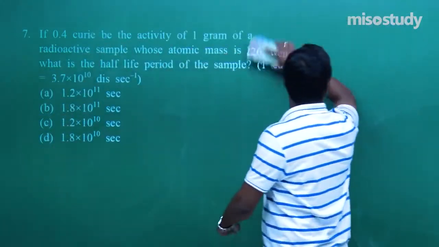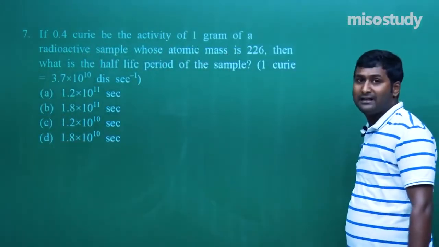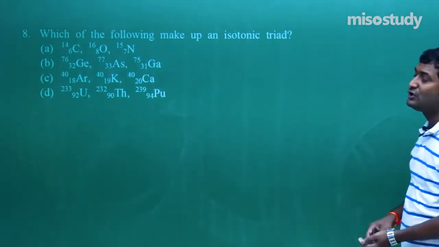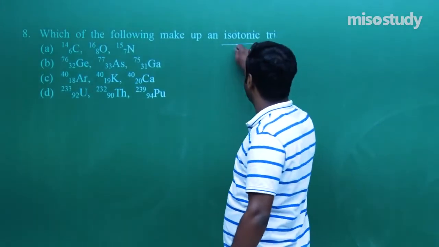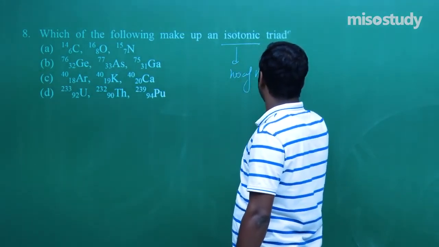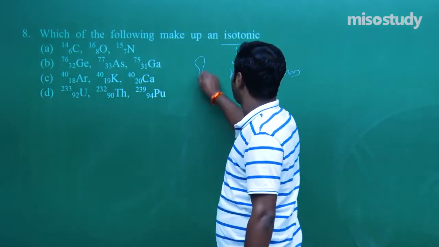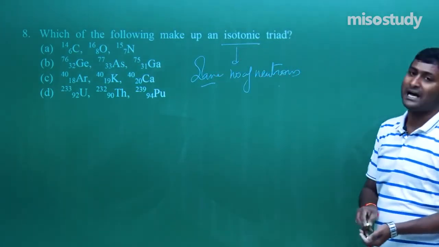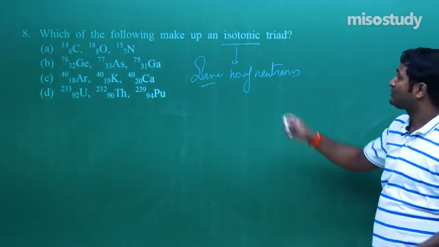The next question is question number 8. Which of the following make up an isotonic species? What are isotonic species? If the species have the same number of neutrons, then these are known as isotonic triads, isotonic species.